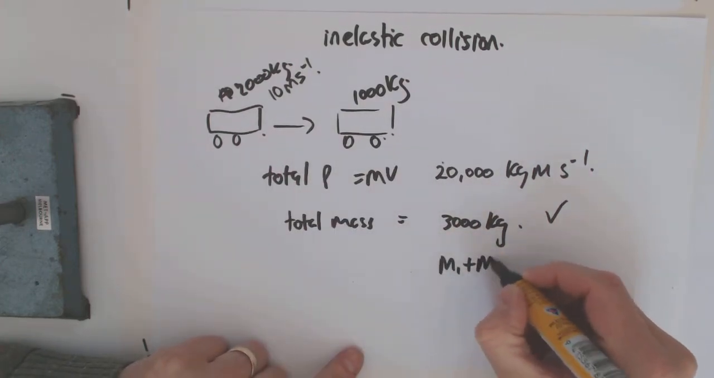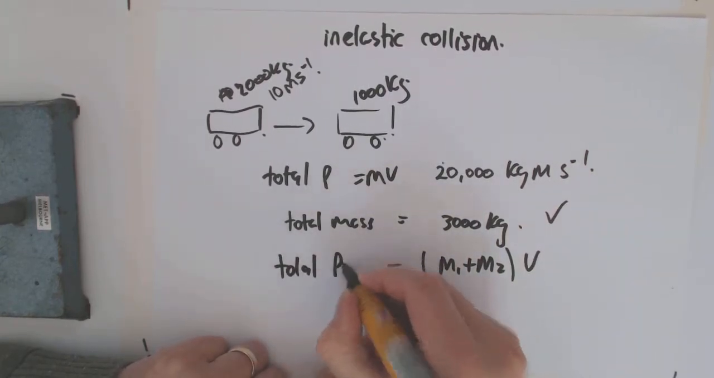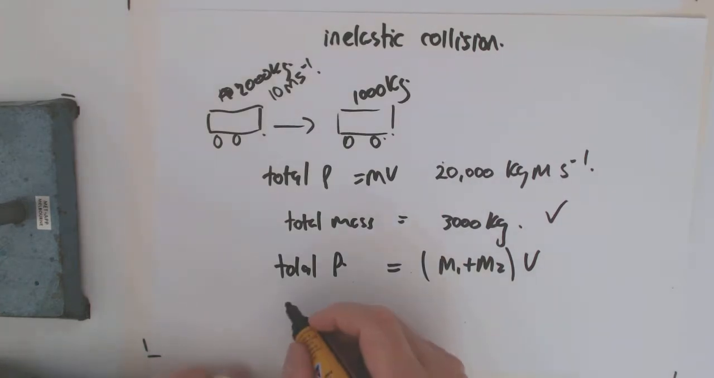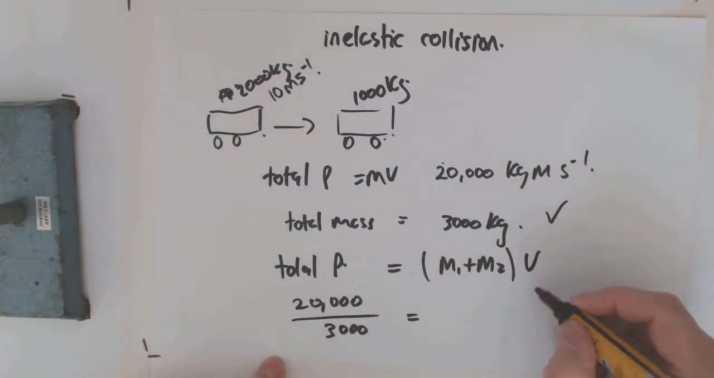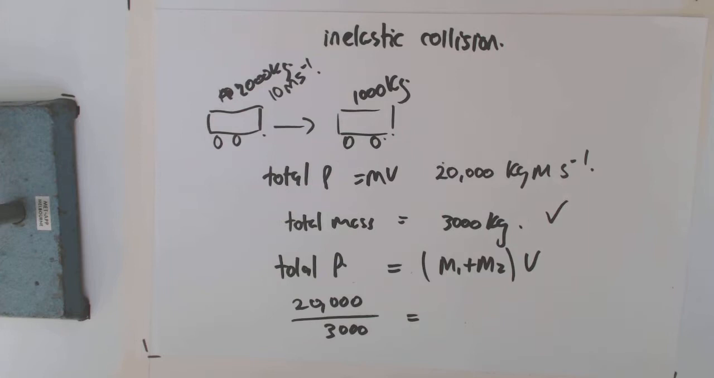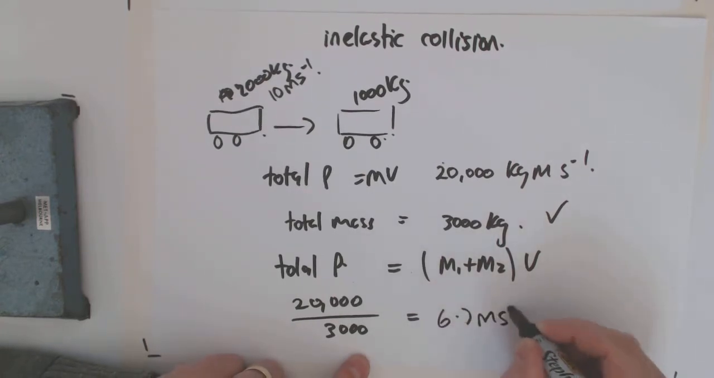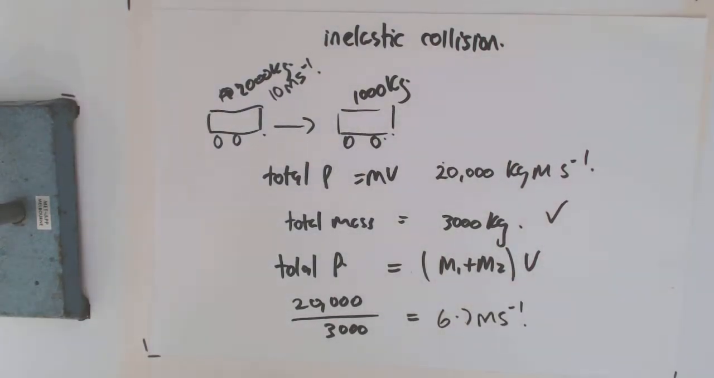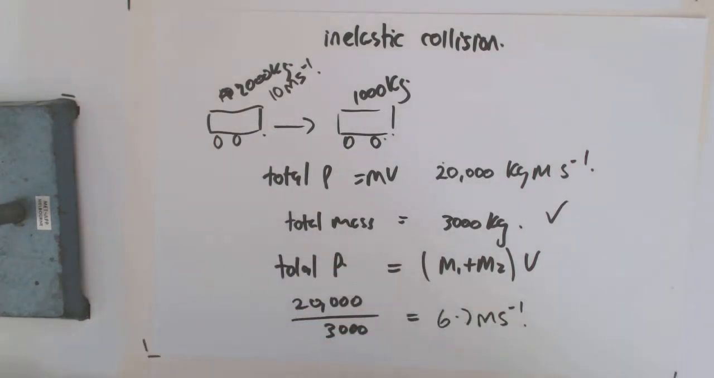So we can just say, well, it's easy enough. Afterwards, m1 plus m2 times v must equal the total momentum. That was before. So that's 20,000 divided by 3,000 will give us the new speed, v. And that is equal to 6.67 or 6.7 meters per second. Sound reasonable? Yes, it does. Look, afterwards, it's now gone from 10 to 6.